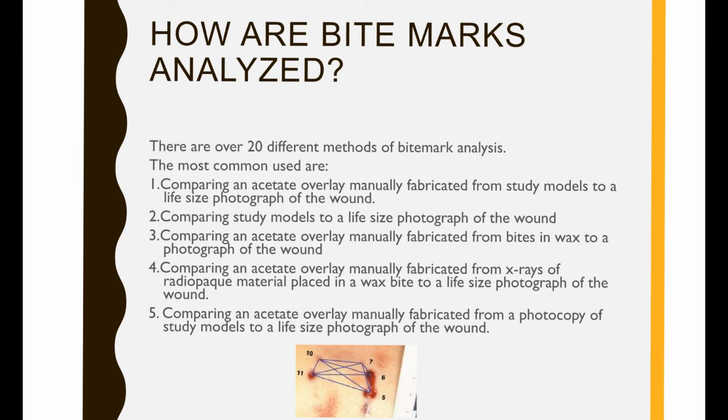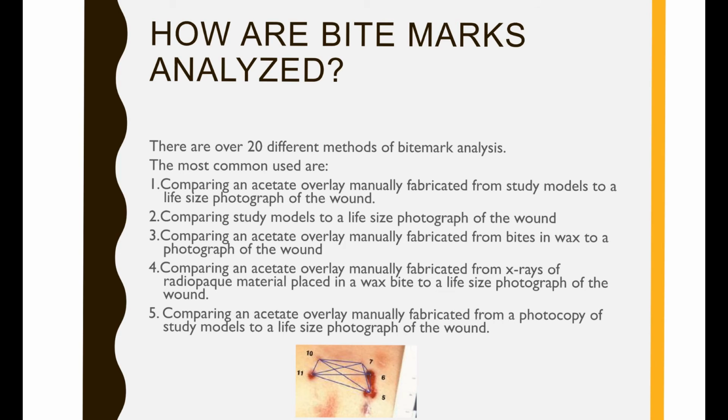So what that means is we're going to take a piece of material that is transparent. We are going to trace this person's more unique features off of their actual cast, and then we are going to lay that transparent piece of material over a picture of the actual bite mark, and that picture is going to be life-size, and then we're going to see if those different patterns match up. So that's kind of what is being shown here in this bottom picture.